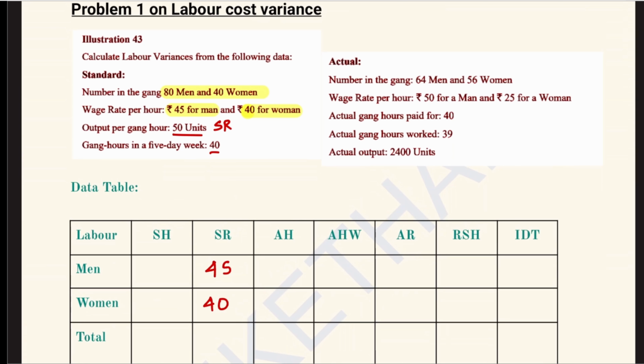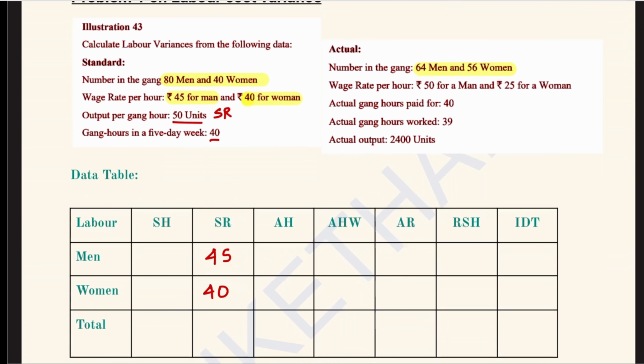Then actual data. Number in the gang: 64 men and 56 women. Wage rate per hour: 50 for man, 25 for woman. This is my actual rate. So 50 and 25. Next, actual gang hours paid for: 40. Actual gang hours worked: 39.